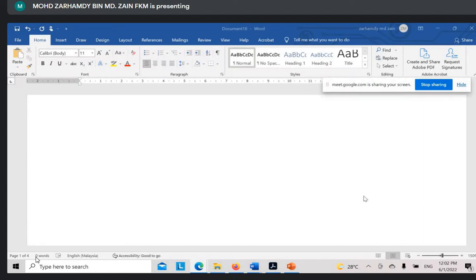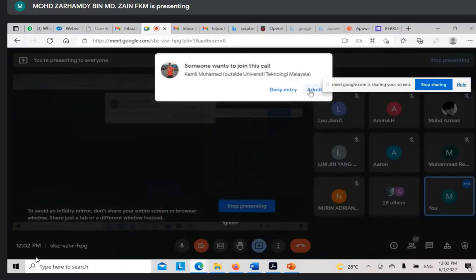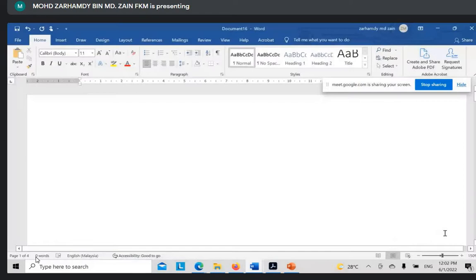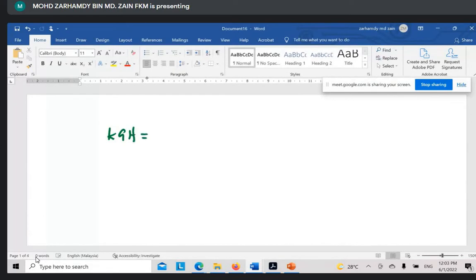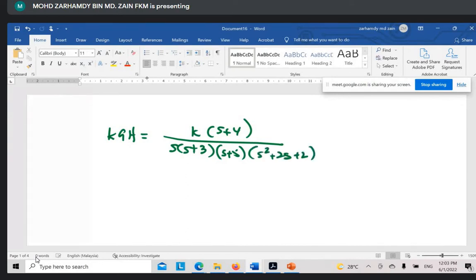Just on the real line axis. But today we try to do another example, which is where we have a pole or zero on the imaginary point. So for example, we have KGH. This is our system. We have K(S+4) over (S+3)(S+5)(S^2+2S+2).